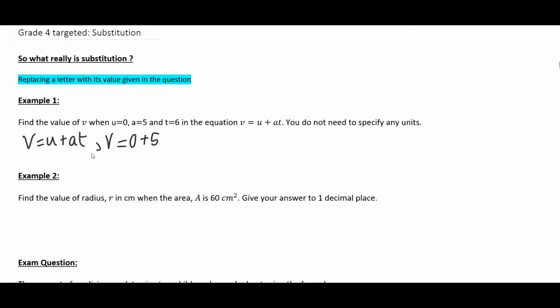At is a times t, so we're going to do open bracket. Wherever there's a t, replace it with a 6. Close bracket. This is 0 plus 30. 5 times 6 is 30, which is 30. It doesn't specify any units, but in some questions you might need to specify some units. Because you don't know the context of this equation, you don't need to use any units.